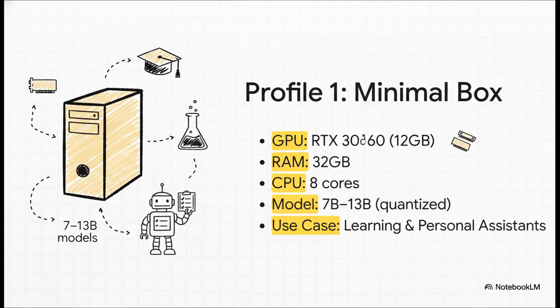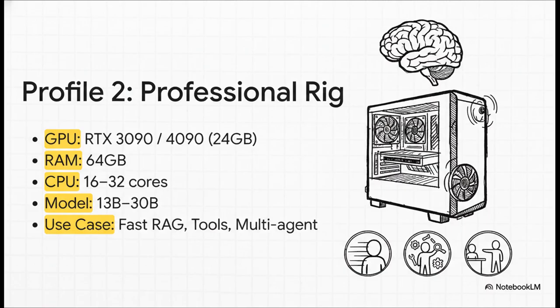First up, we've got the minimal agent box. An RTX 3060 with its 12 gigs of VRAM paired with 32 gigs of system RAM, this is your perfect entry point. It's not going to be the fastest thing on the planet, but it's more than enough to get you in the game. You'll learn the ropes, build some cool personal assistants, and really get a feel for how these agents tick.